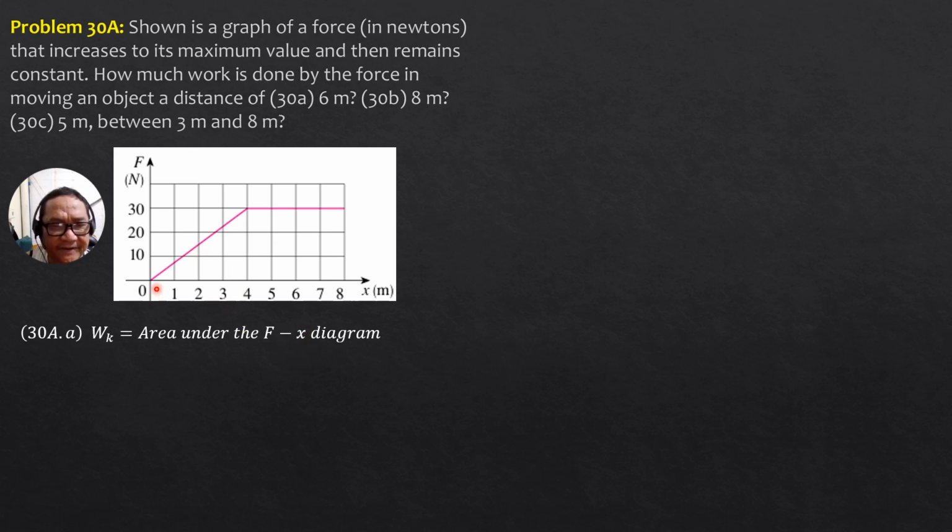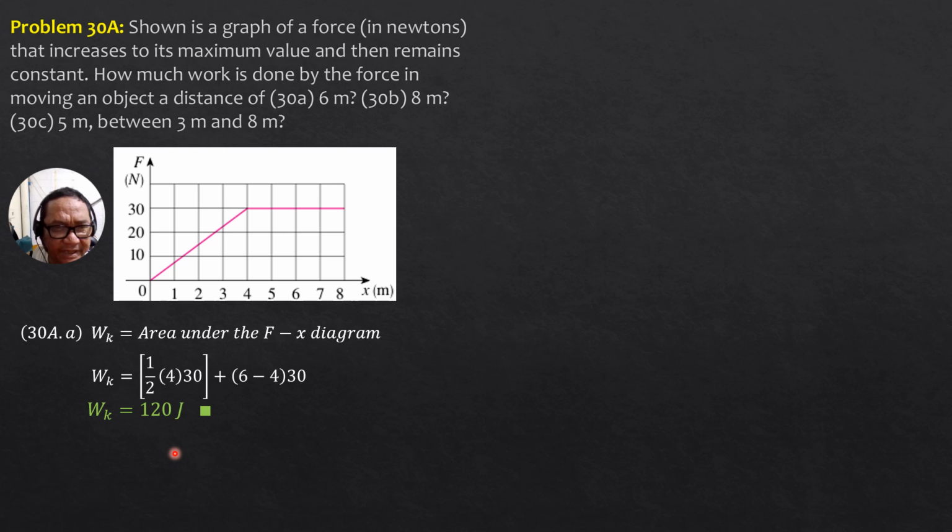So if it is from 0 to 6, it consists of a trapezoid, or it consists of a triangle plus this rectangle here. So it is 1/2 of 4 times 30 plus 2 times 30. So this 6 minus 4 is 2 meters by 30 newtons. So computing, it is 120 joules, 120 newton meter.